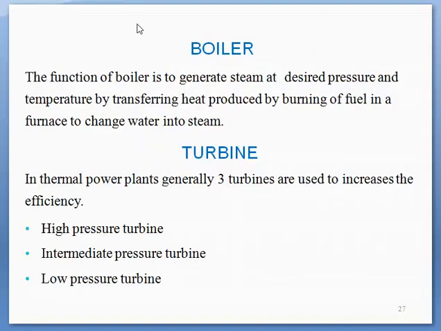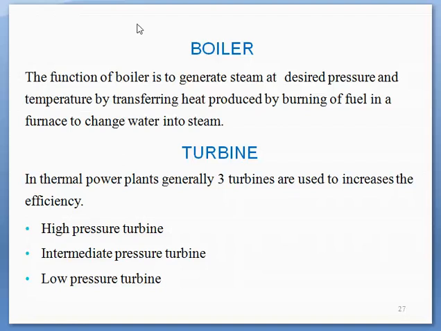The other very important component is the boiler, where steam is generated at desired pressure and temperature by transferring heat produced by burning of coal. In the furnace, water changes its phase from liquid to steam, and this steam further passes through the turbine, and the turbine develops kinetic energy or rotational energy and rotates the generator.